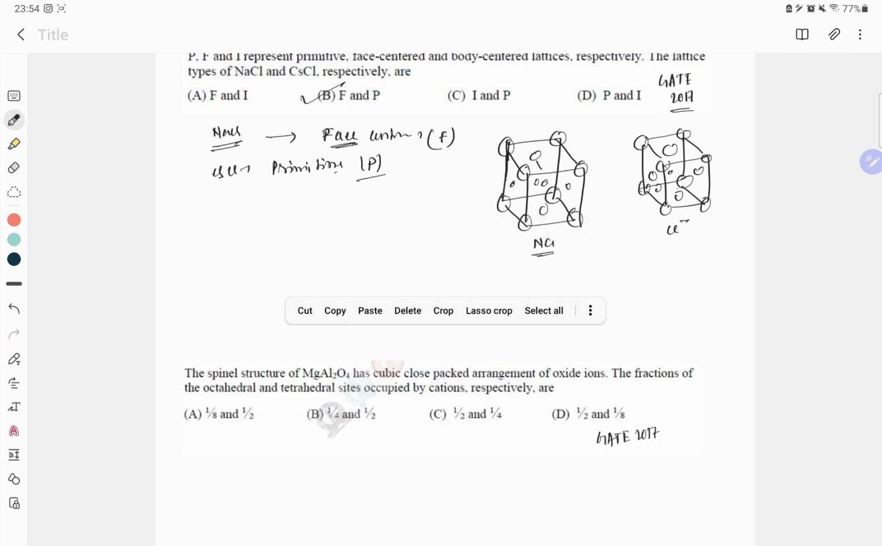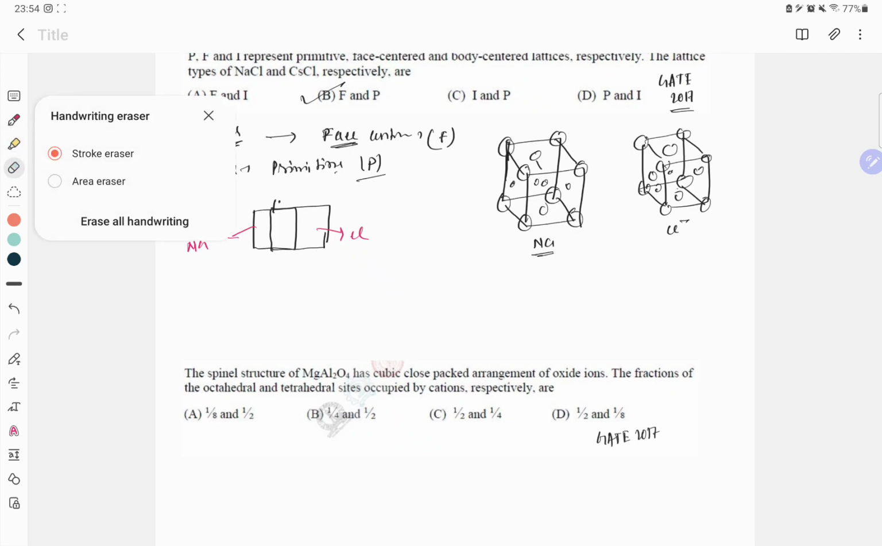If I am drawing this Na lattice like this one, Na and Cl, if they come, this one is here, this one for Na and this one for Cl. Okay, so now what I am doing, I am creating a new lattice, a new face centered lattice.